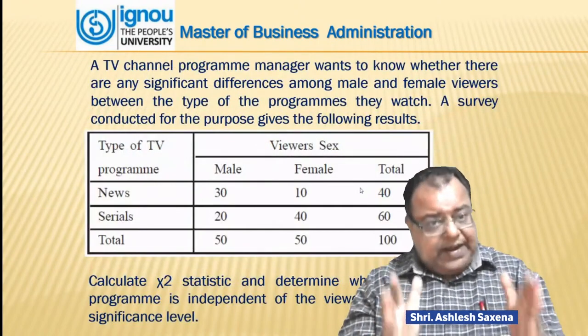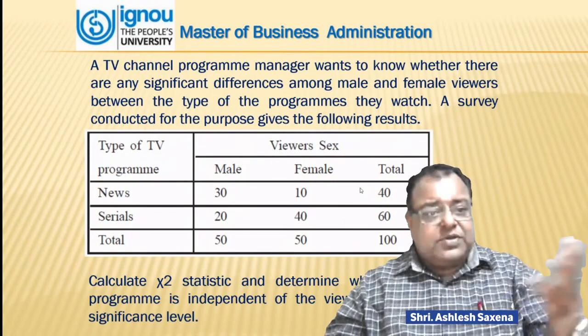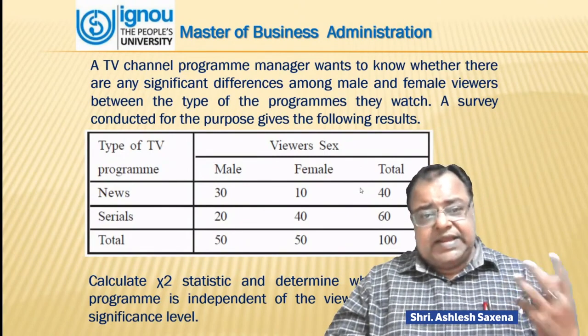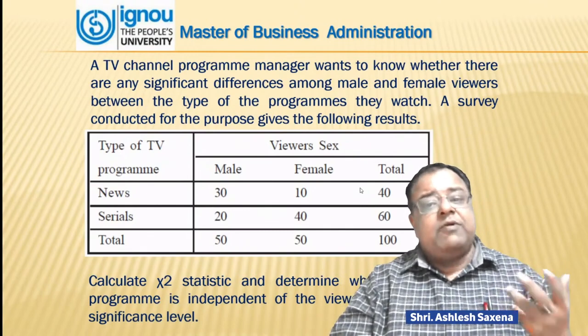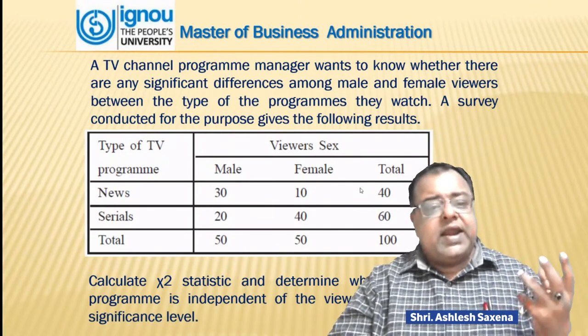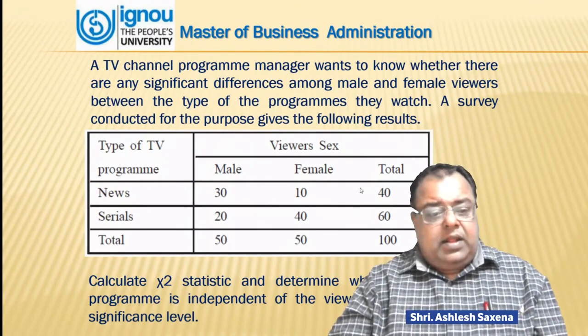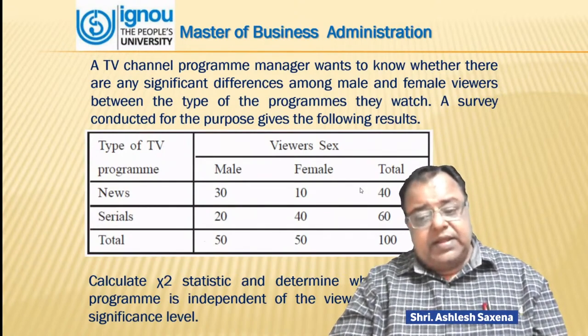Now we take up a practical example to understand what was stated earlier. Suppose a TV channel program manager wants to know whether there are any significant differences among male and female viewers between the type of programs they watch. A survey conducted for the purpose gives the following result. We have to calculate the chi square statistic and determine whether the type of TV program is independent of the viewer's sex, and we take 0.10 significance level.